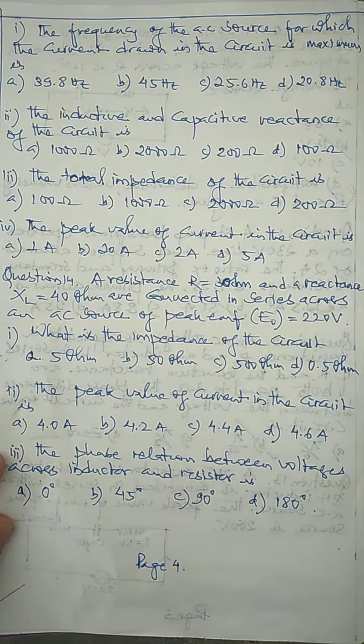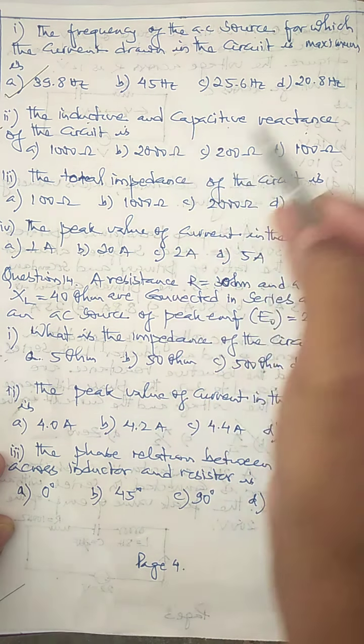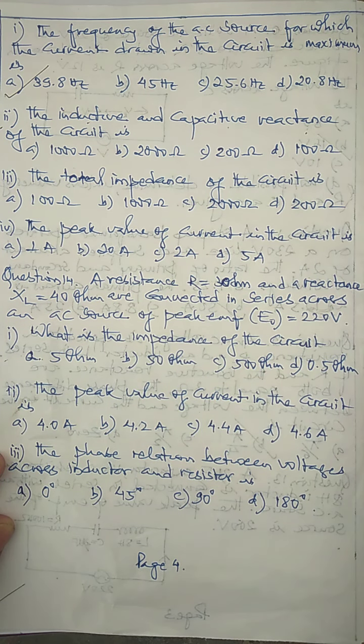Now in the next part of the question, we need to calculate the inductive and capacitive reactance of the circuit. The circuit we are dealing with, when the current is maximum, is actually an LCR circuit at resonance. And you know, at electrical resonance for an LCR circuit, inductive reactance and capacitive reactance are equal, and that value we need to calculate.